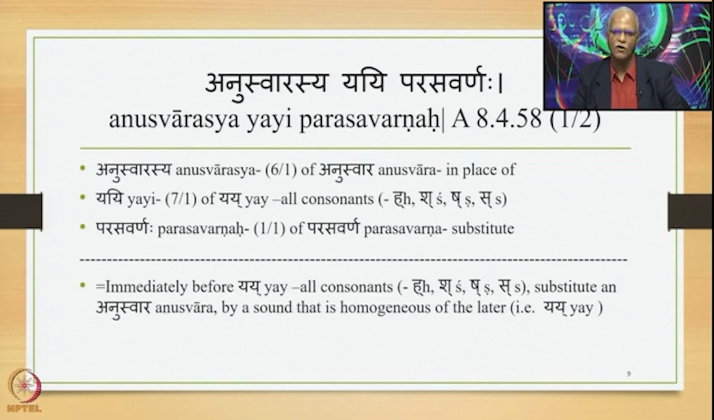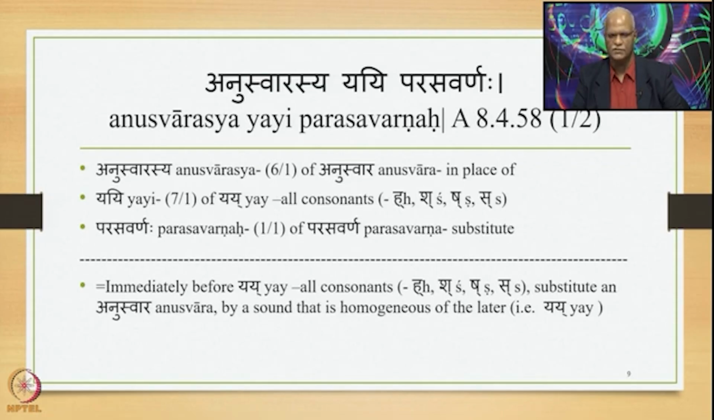Anuswarasya is 6-1 of anuswara, which means in place of an anuswara. Yai is 7-1 of yai. Yai means all consonants minus h, sh, sh and s. And Parasavarnaha is 1-1 of parasavarna. Parasavarnaha means the substitute, parasavarna.